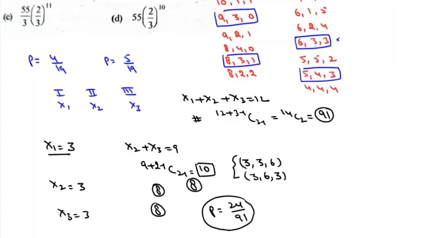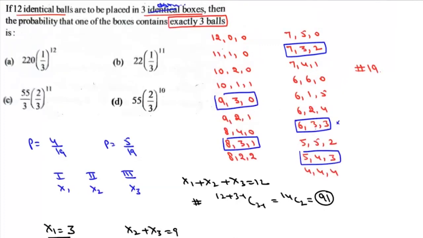But if the question is at least one of the boxes contains exactly 3 balls, then in that case we have to include all these 6 cases. And in these 6 cases, 3 of them are repetitions. So in that case, this probability will be 24 plus 3, 27 by 91. So this is also noted.